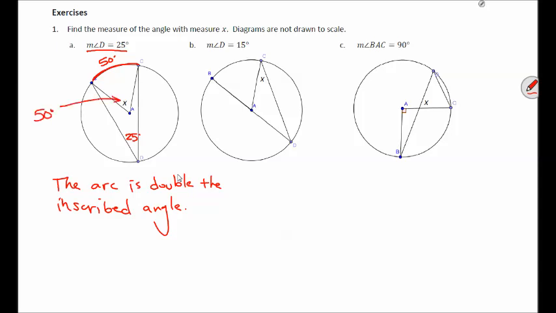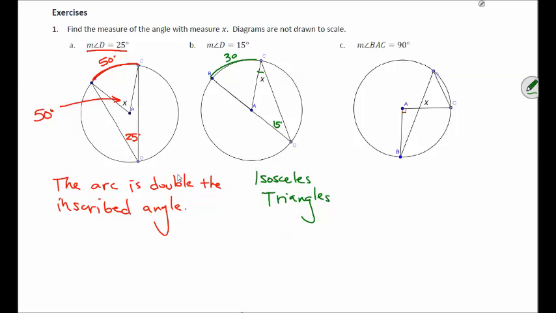Okay, that's A. B says the measure of angle D is 15 degrees, and the way I'm going to approach this, I'm going to point out something else. Now we know that this would be 30 degrees, arc BC, but I'm asked to find this angle up here. Okay, now there's a lot of other tools that we learned earlier in the year that we'll have to use in this. Okay, one of which has to do with isosceles triangles.